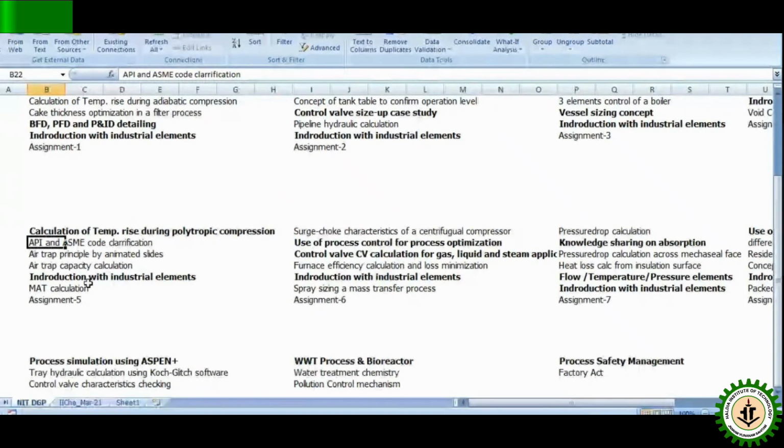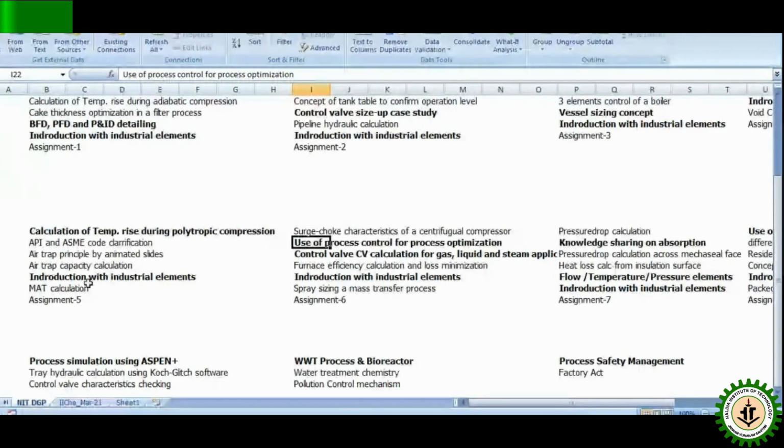Okay, the calculation of minimum allowable thickness is very important. This again comes under static design. A certain formula is there: P into D by 2 into T. With this formula, it is done. Third, choke characteristics are very important. For a pump there is the performance curve, and for a compressor there are the choke characteristics.